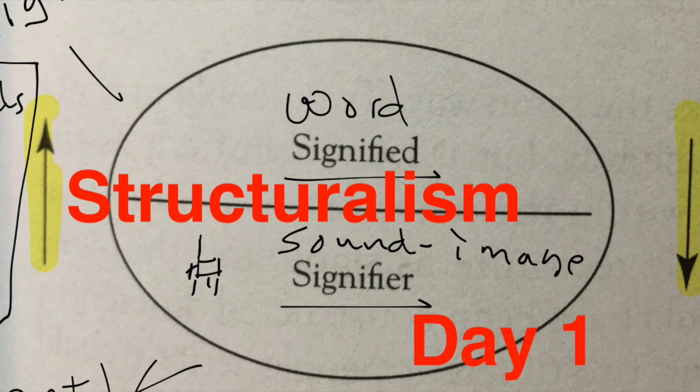So the book sort of explained it that it's like a piece of paper, like the front is parole, the back is langue. And so I guess the words themselves, just without thinking about it, would be parole, but on the same exact sheet is the meaning.